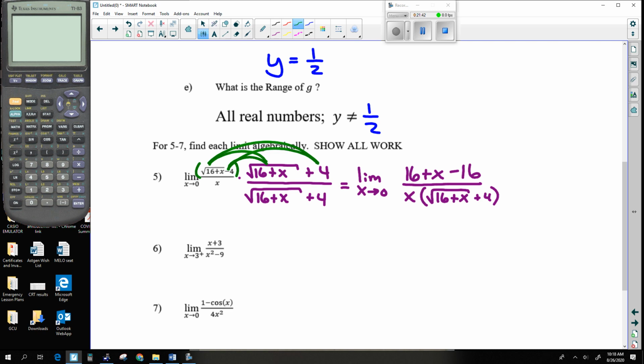Okay, so what do I see here? I see 16 minus 16, isolating the x, and then I have an x divided by x. And now it's totally good. I can plug in a 0, so this is 1 over, plugging in a 0, that would leave the root of 16, which is 4. 4 plus 4 is 8.